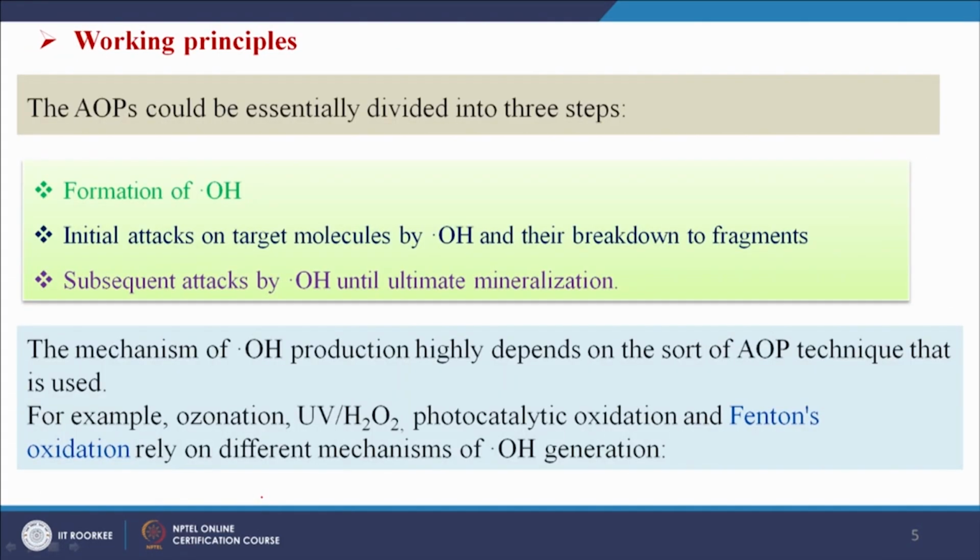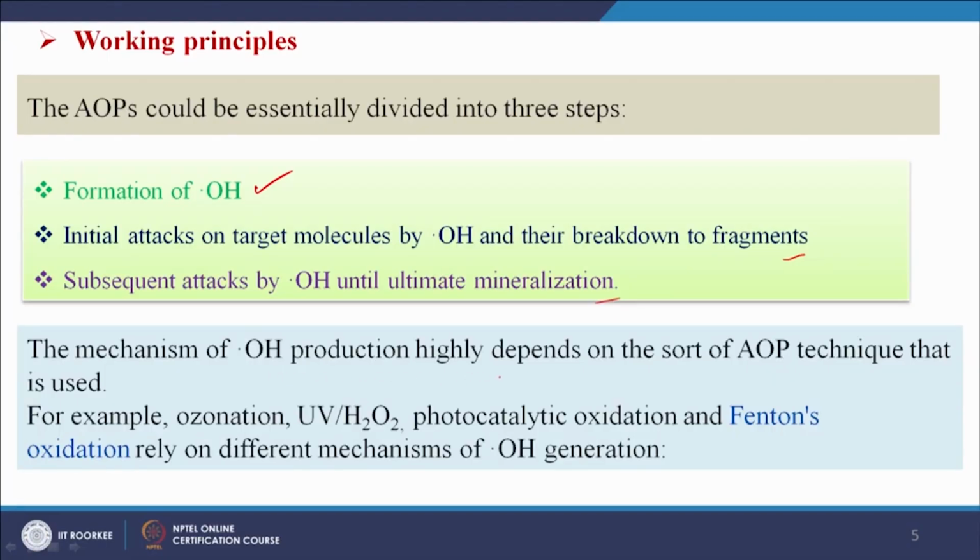Now, we will see the working principle of these AOPs. What will be the steps for the reactions? There are a number of steps, and the first step is formation of hydroxyl radical. The second step is initial attack on target molecules by OH radical and their breakdown to fragments, and the third is subsequent attacks by OH dot until ultimate mineralization. So, initially OH radical is formed, second it attacks the target molecules, then consecutive attacks take place until the molecule is degraded to the smallest form.